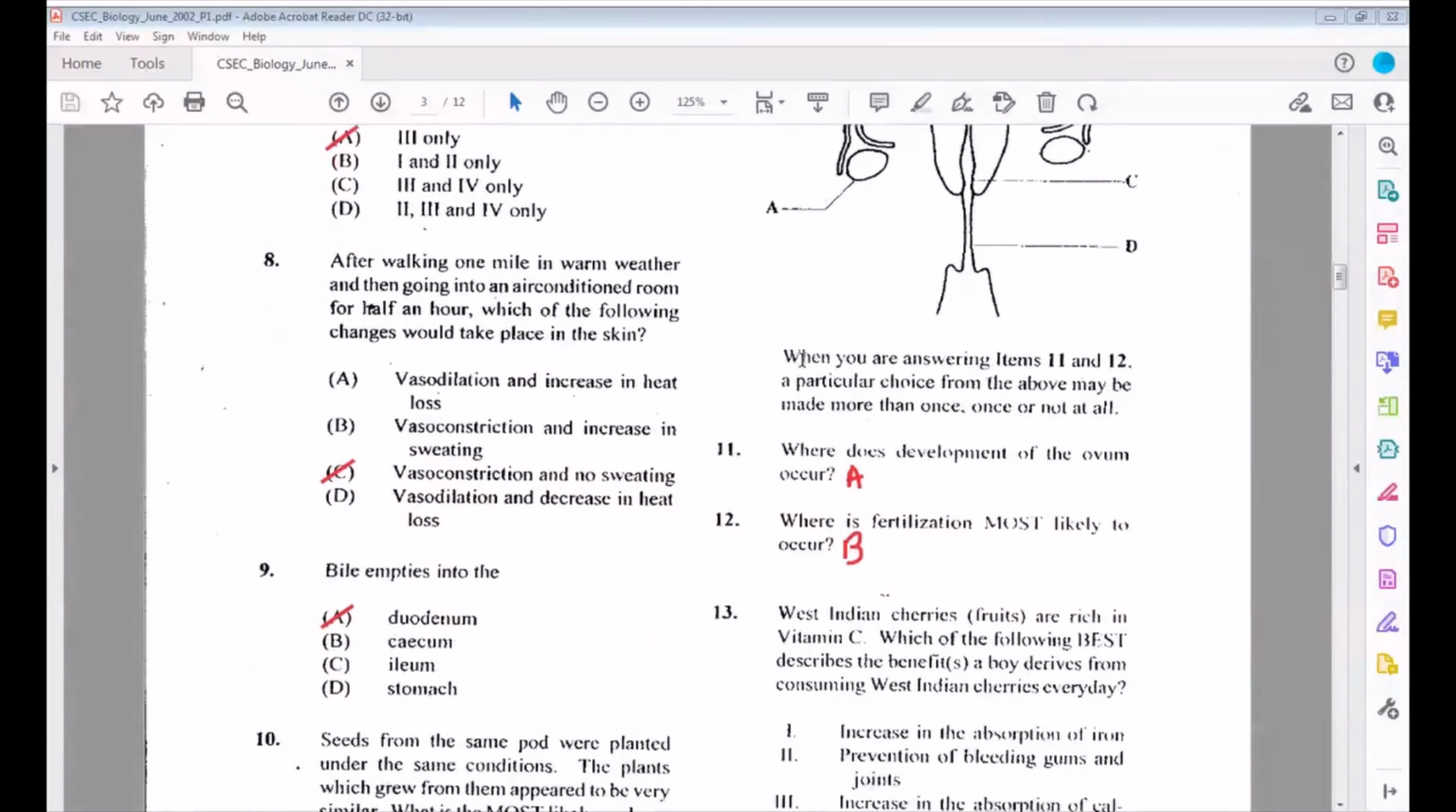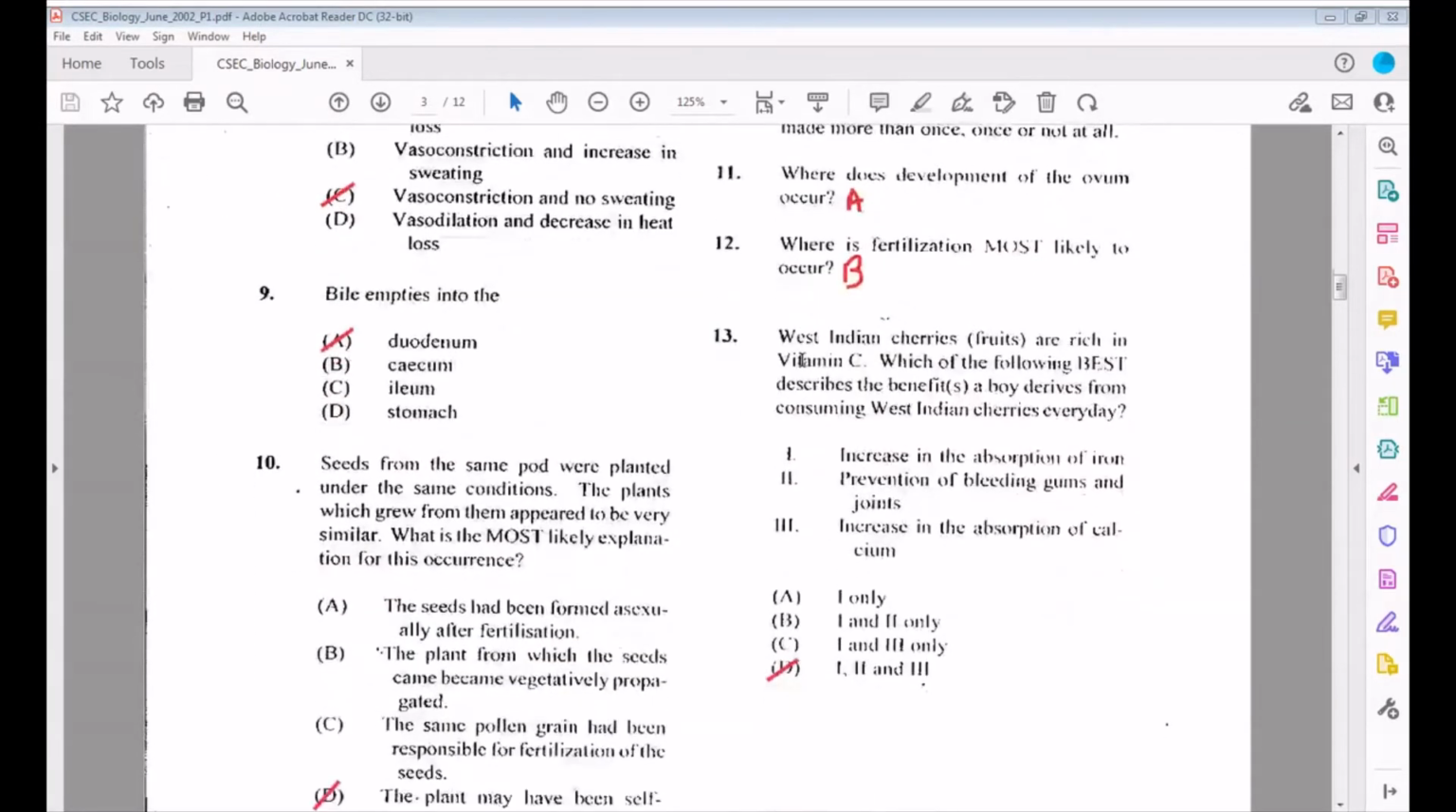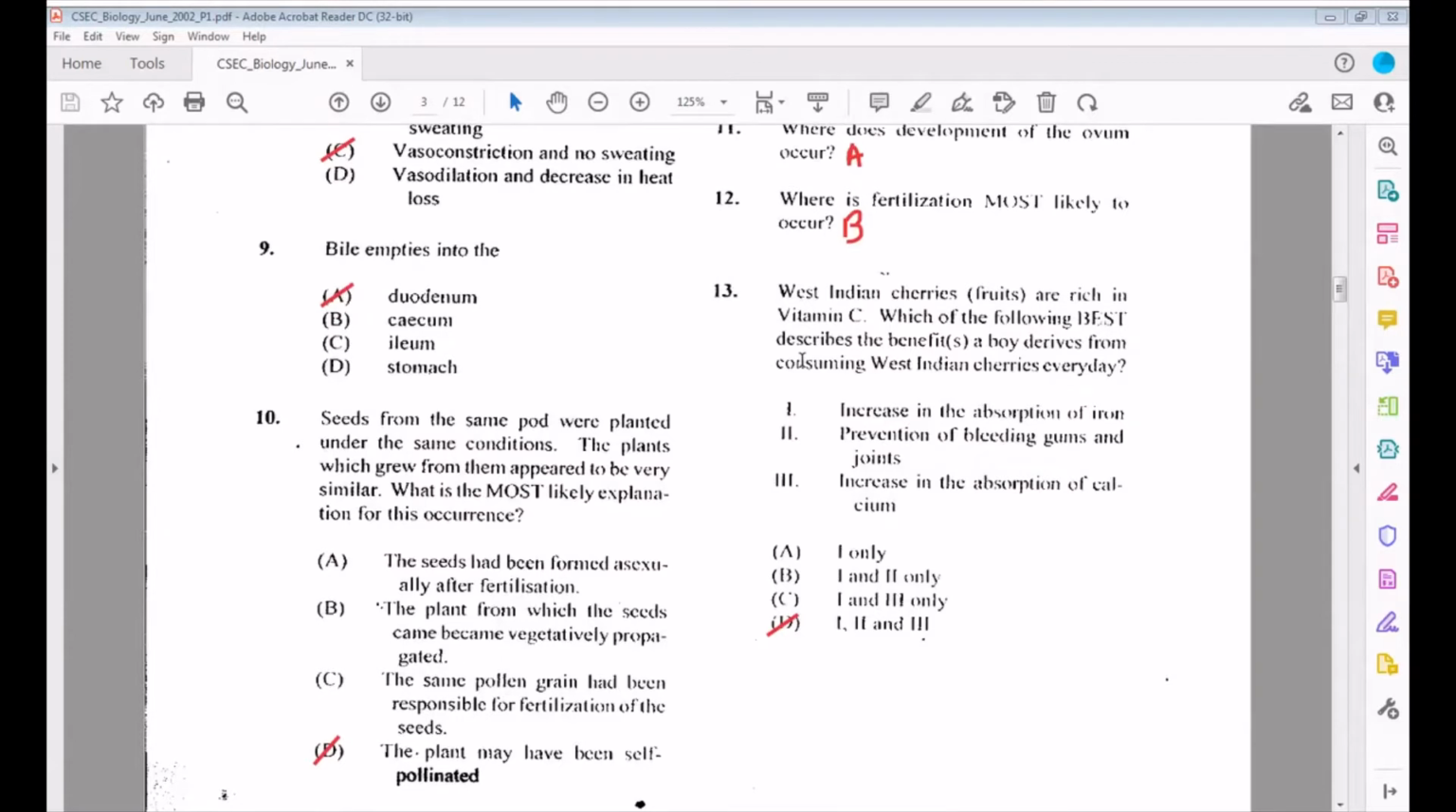8. After walking 1 mile in warm weather, and then going into an air conditioned room for half an hour, which of the following changes would take place in the skin? The answer would be C, vasoconstriction, and you'll have no sweating to maintain body temperature or to not lose too much heat.